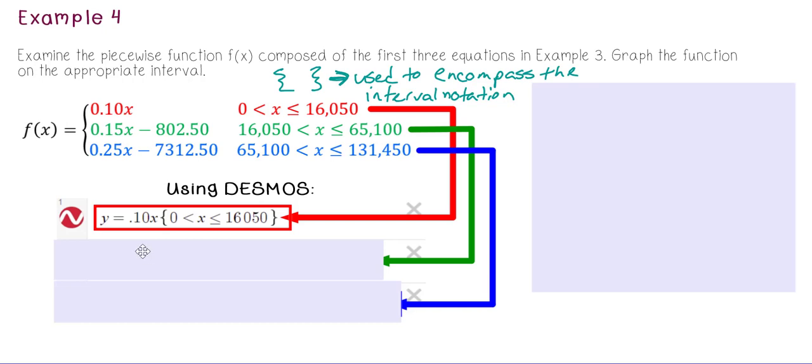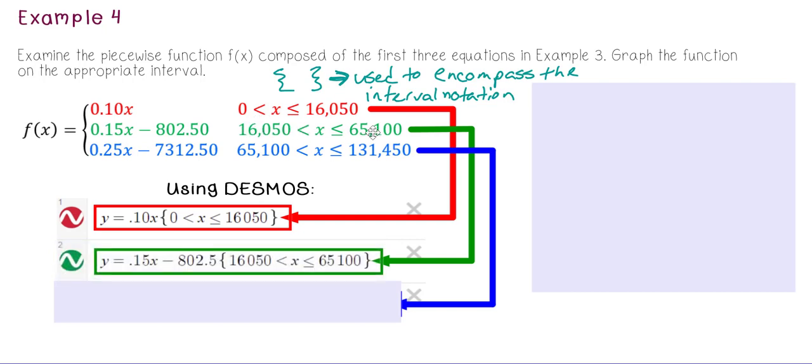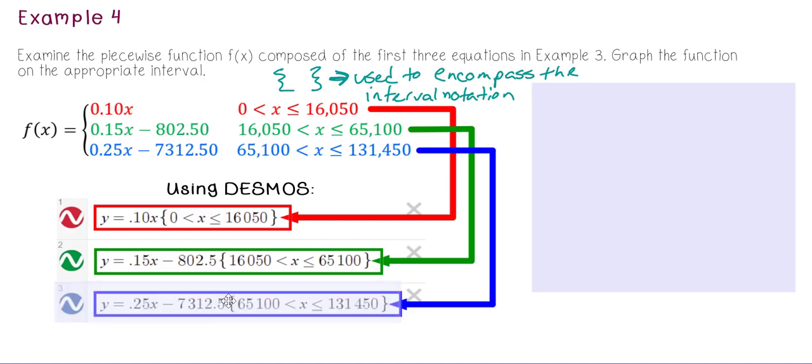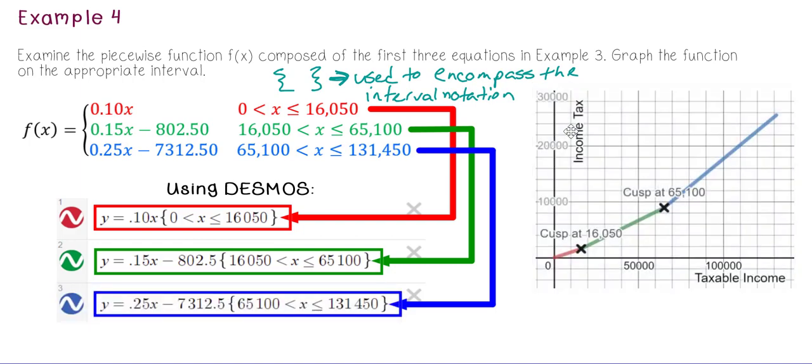So for the second line, you would use y equals 0.15x minus 802.5. Put in your curly bracket and put in your condition within the curly bracket. Do the same thing for the third equation, and what you end up with is a line that you notice gets progressively bigger and steeper as the equations change.